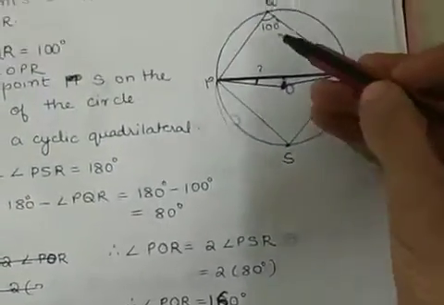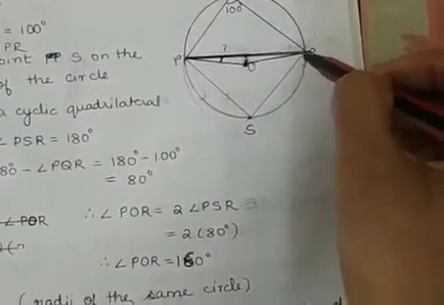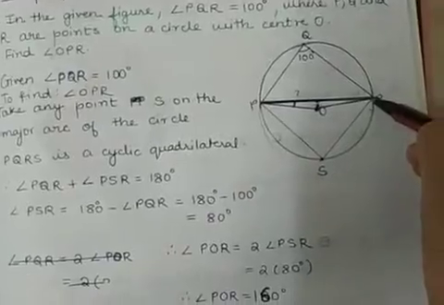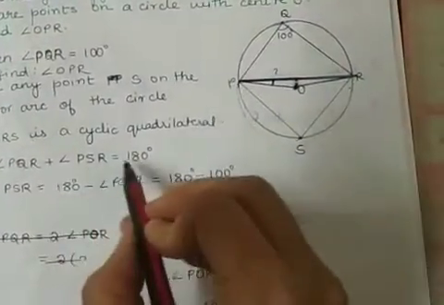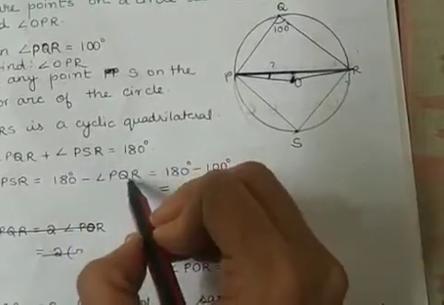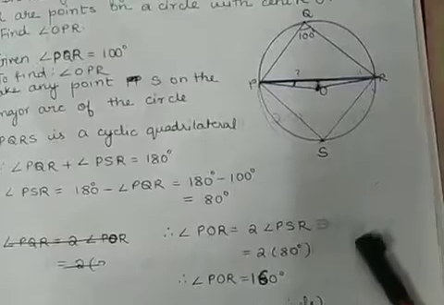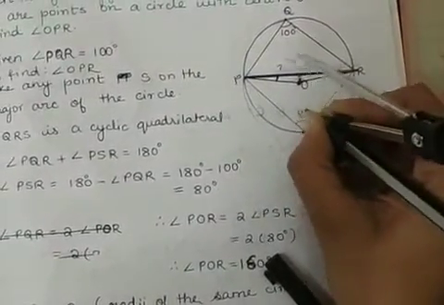Now, since this is a cyclic quadrilateral, you know angle PQR plus angle PSR is equal to 180 degrees. So what will be angle PSR? Angle PSR will be 180 degrees minus angle PQR. So angle PSR is 80 degrees. So this angle is 80 degrees.